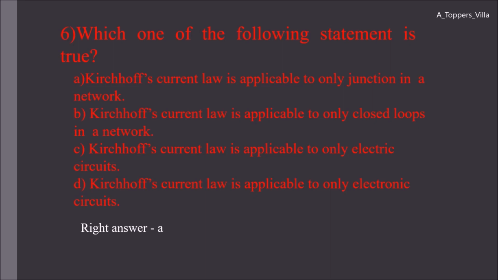Here option A is the right answer. KVL is applied to the closed loop network, and the KCL is applied where junctions appear. It means that suppose this is this type of network, here this is the junction. Here current will enter. So the KCL law is applicable to only the junction in a network.